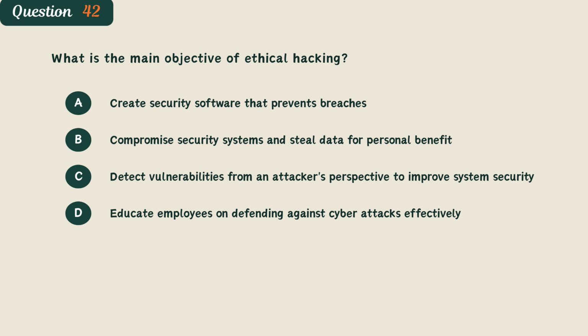Question 42. What is the main objective of ethical hacking? A. Create security software that prevents breaches. B. Compromise security systems and steal data for personal benefit. C. Detect vulnerabilities from an attacker's perspective to improve system security. D. Educate employees on defending against cyber attacks effectively.